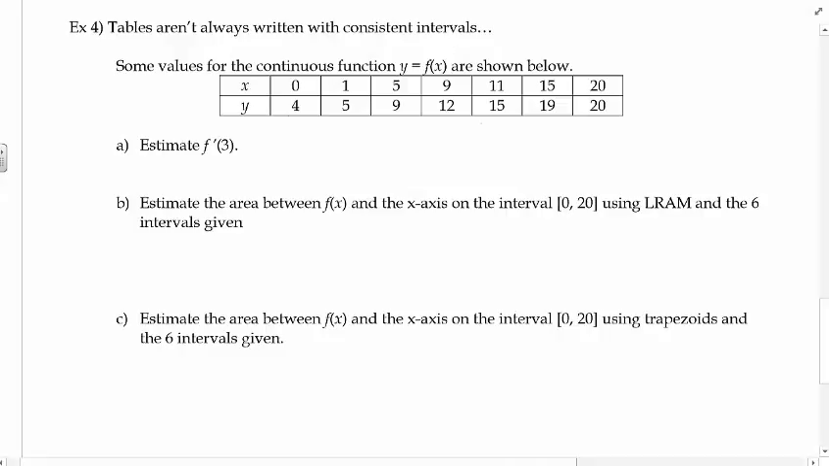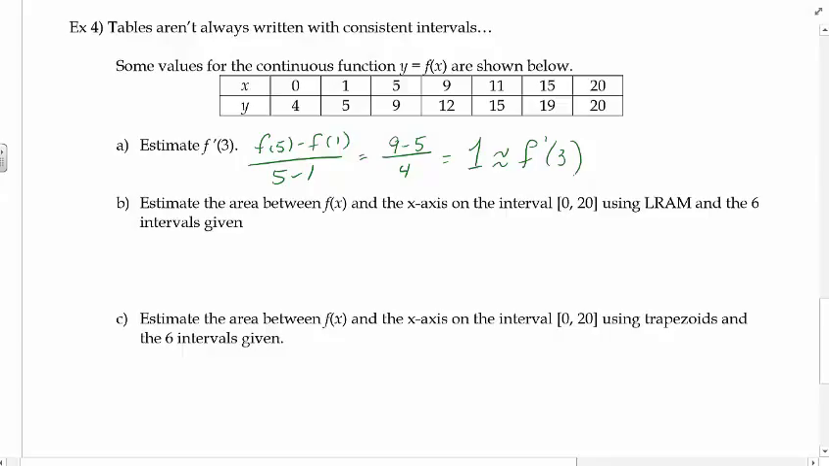So here's a function, and I give you certain values inside of it. The first thing I ask is estimate f prime of 3. Well, f prime of 3 is in the middle of 1 and 5. If you want to estimate f prime, I'm going to do f of 5 minus f of 1 over 5 minus 1. That has nothing to do with what we're talking about, but it's a good reminder. So I have 9 minus 5 over 4, which is 1. There you go. There's an estimate for f prime of 3.